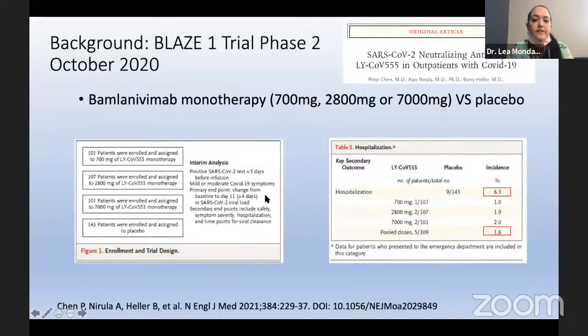So this is the phase 2 BLAZE-1 trial. The takeaway from this is that compared to placebo, about 1.6% of the people who got BAM were hospitalized versus 6.3% of those who got placebo. So right away in the clinical trials, they saw lower hospitalization rates in patients who got monoclonal antibody. And again, this is an ideal population. This is a relatively healthy and young population, and it's ideal in a trial in that they were very early in their symptom onset. So this is a best case scenario.